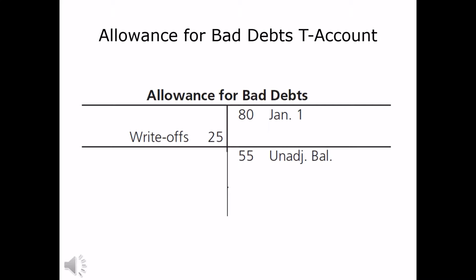Let's take a closer look at the allowance for bad debts T account. It started out as an $80 credit when we entered that first estimate. Then we wrote off the $25 to Clark, which left us with a $55 credit unadjusted balance.